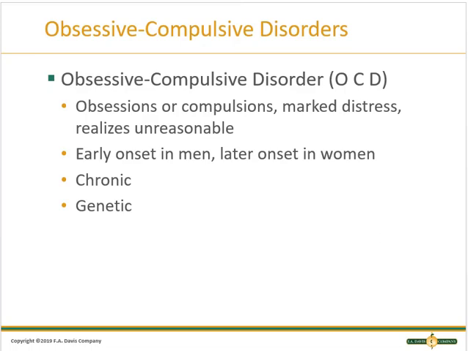It's the fourth most common mental health illness after depression, alcohol and substance abuse, and social phobias. It can start in early childhood, late adolescence, or early adulthood. Males typically have an earlier onset, whereas females are diagnosed at a later age.